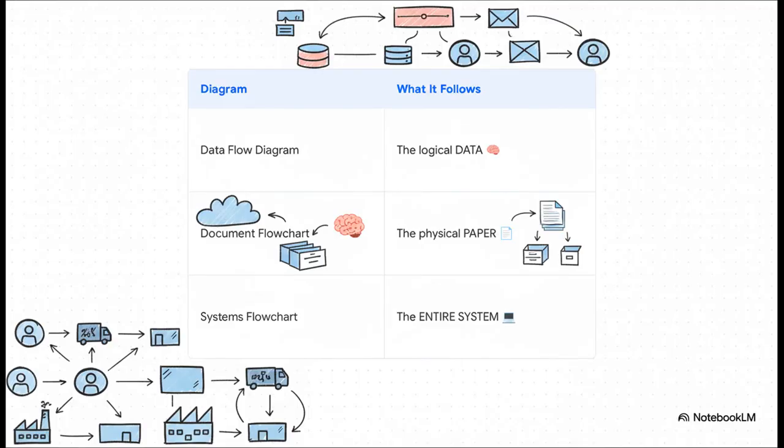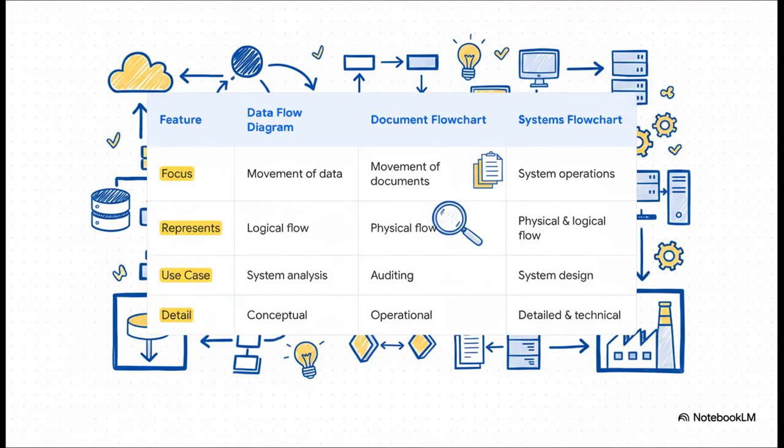So, after all that, how do you know which map to use? Well, it really just comes down to one question. What are you trying to follow? If you're following the invisible trail of data, you grab a DFD. If you're following the physical paper trail, you need a document flowchart. And if you need to see how the whole system works together, then you bring out the big guns, the systems flowchart. This table really breaks it down perfectly.